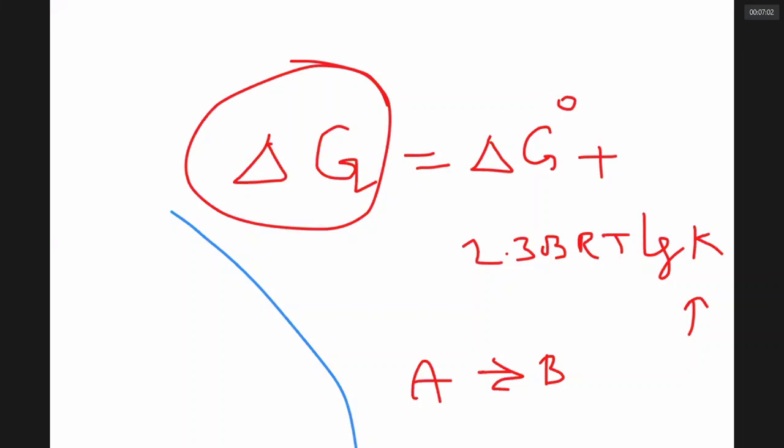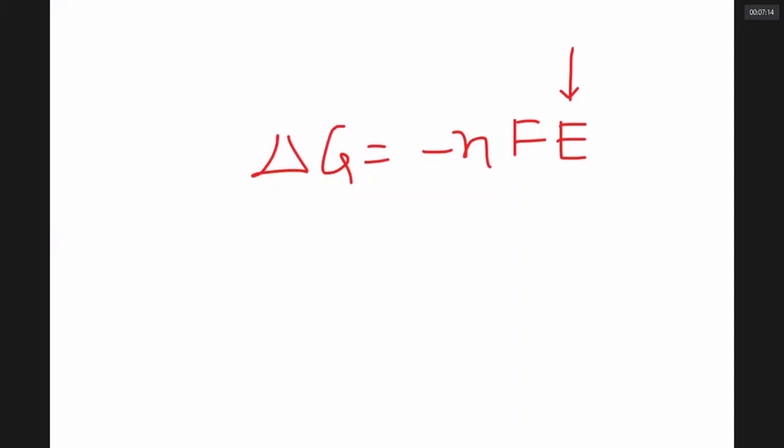Ladies and gentlemen, delta G is found to be equal to minus nFE, where E is called cell potential. In fact, whenever a battery is operated, all the energy produced is really useful, sir. Nothing is wasted, sir.